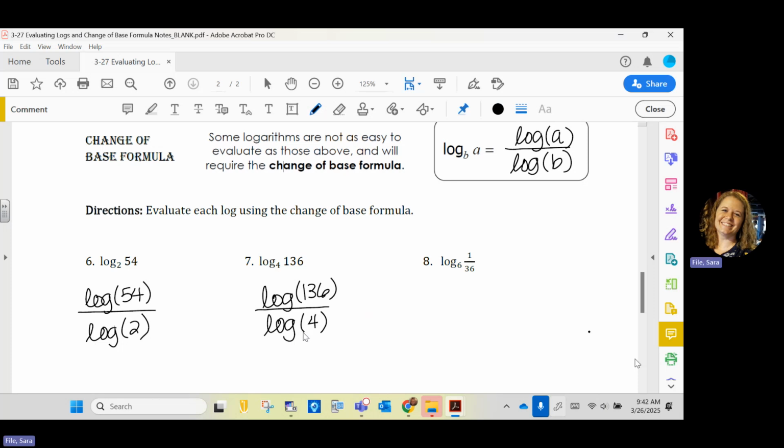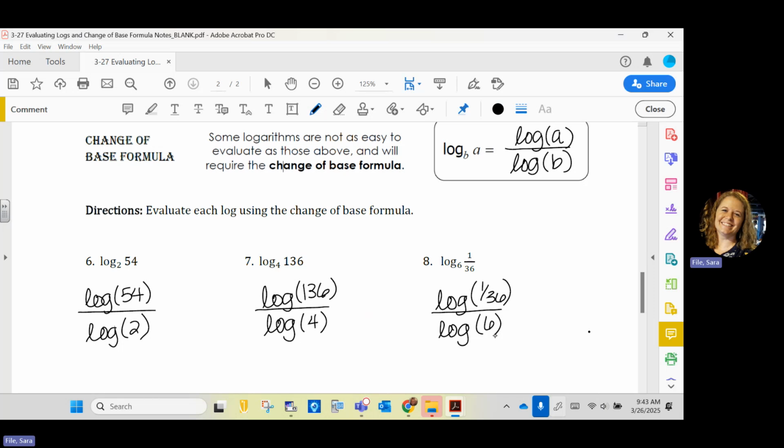Is everybody good? How would I rewrite this last one? Good. 1 over 36 is the A value. What would be in the denominator? Log of 6. Good.